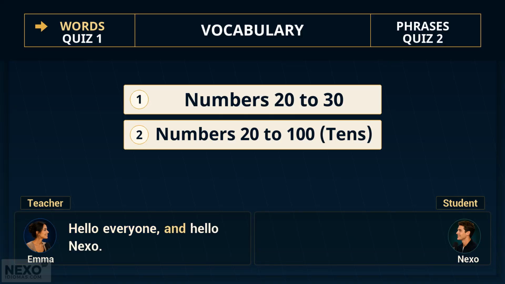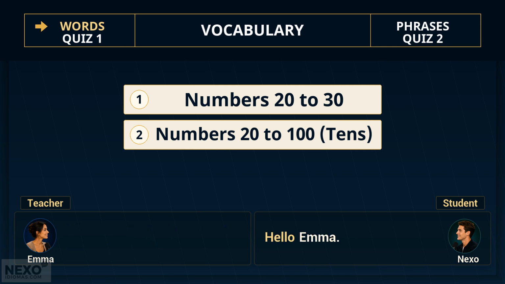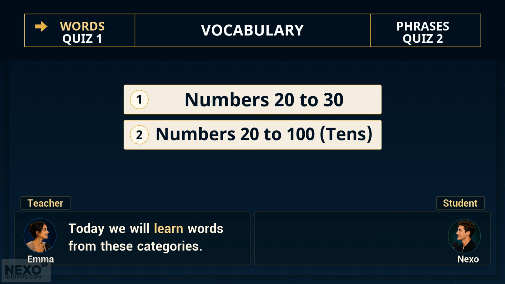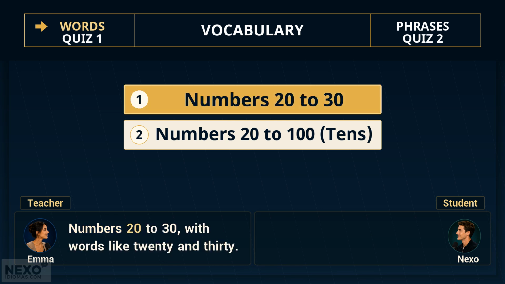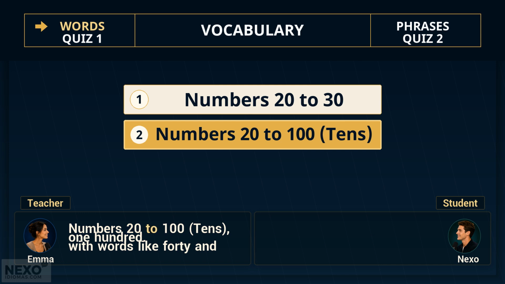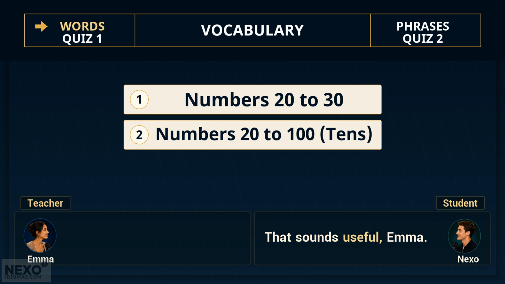Hello everyone, and hello Nexo. This is a vocabulary lesson about numbers. Hello, Emma. I am ready to learn. Today, we will learn words from these categories. Numbers 20 to 30, with words like 20 and 30. Numbers 20 to 100, with words like 40 and 100. That sounds useful, Emma.